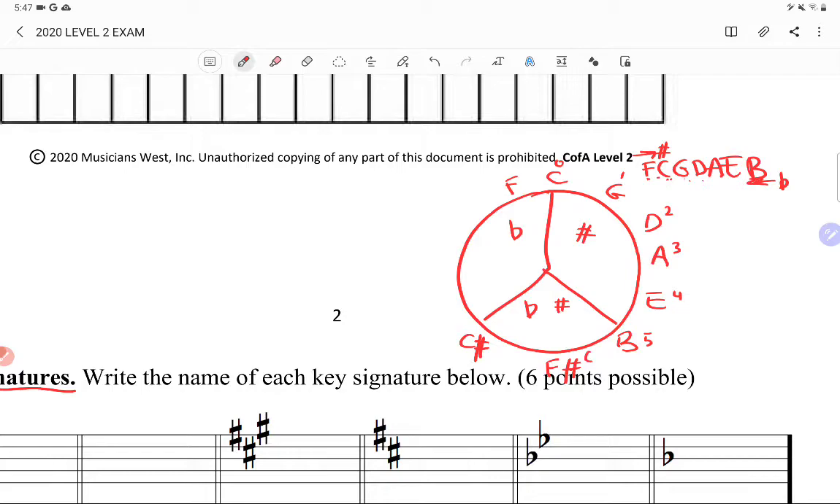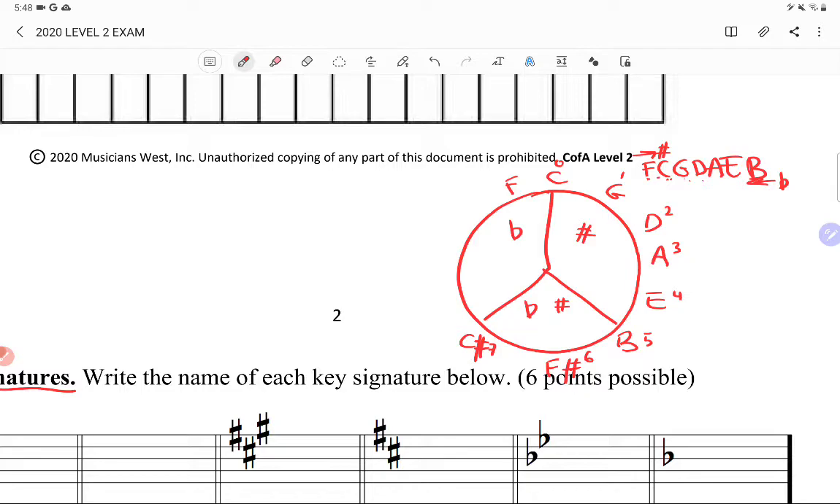F sharp has 6, so F, C, G, D, A, E, and finally C sharp has 7. Oops, not 8, sorry, 7. My mistake. So basically all notes are going to be sharp in C sharp major.